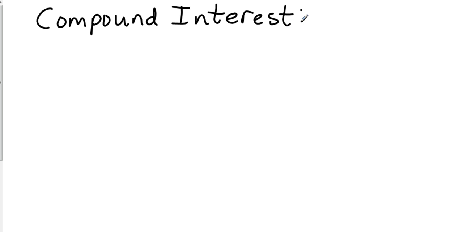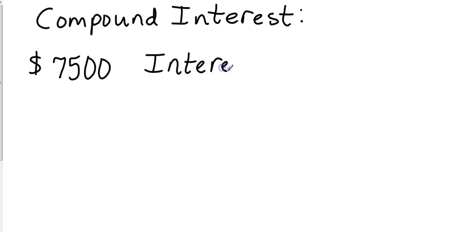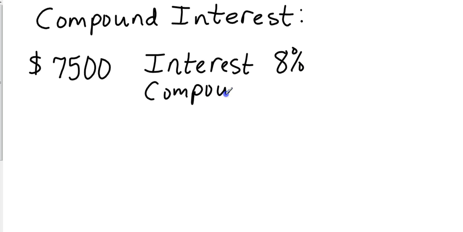Okay, compound interest. Let's say that you've saved a lot of money throughout the years, and you're going to deposit it in a savings account. So let's say that you have $7,500 and you're going to get an interest rate of, let's say, 8% compounded for 3 years.